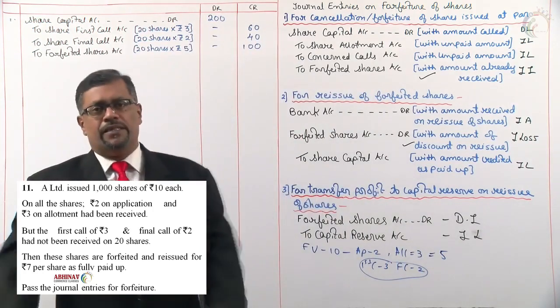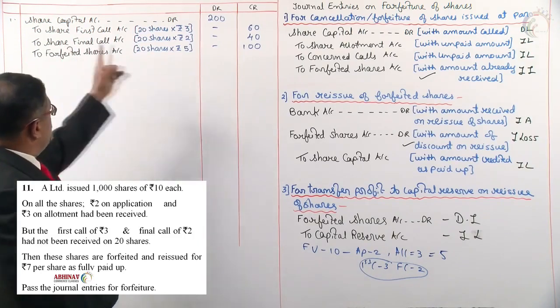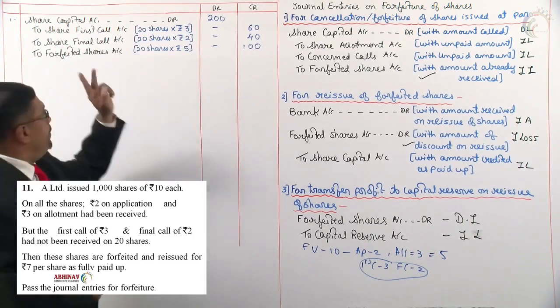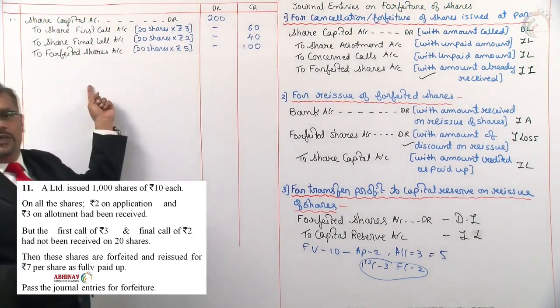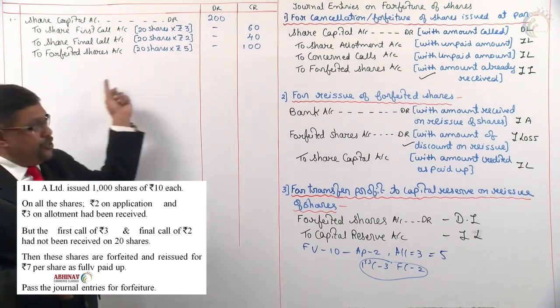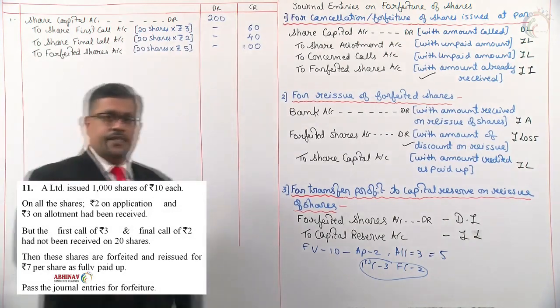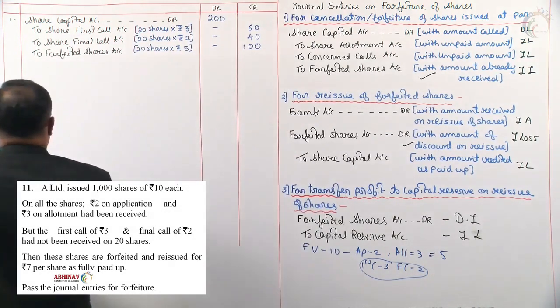That's all. This is how we pass the first entry. I repeat. Share capital account debit with 200, to share first call 20 shares into 3 rupees unpaid, to share final call 20 shares into 2 rupees unpaid, and to forfeited shares with amount already received, 5 rupees into the 20 shares. What we get is 100. Now comes the narration.